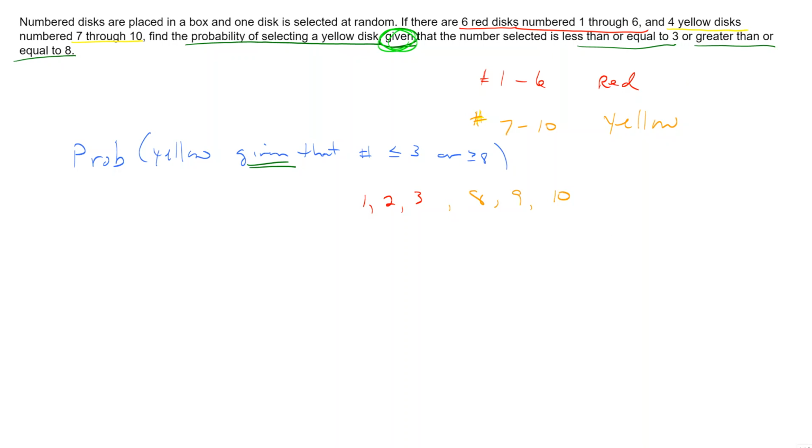So now when we're computing the probability, we said, all right, what is my favorable, what is my total? My total now is going to be 6, because it has to be less than or equal to 3, or greater than or equal to 8. So it has to be one of those 6. Now, looking at just those, how many of those are yellow? We have these 3. So the probability of selecting a yellow disc, given that the number is less than or equal to 3 or greater than or equal to 8, is going to be equal to 3 over 6, which reduces to 1/2.